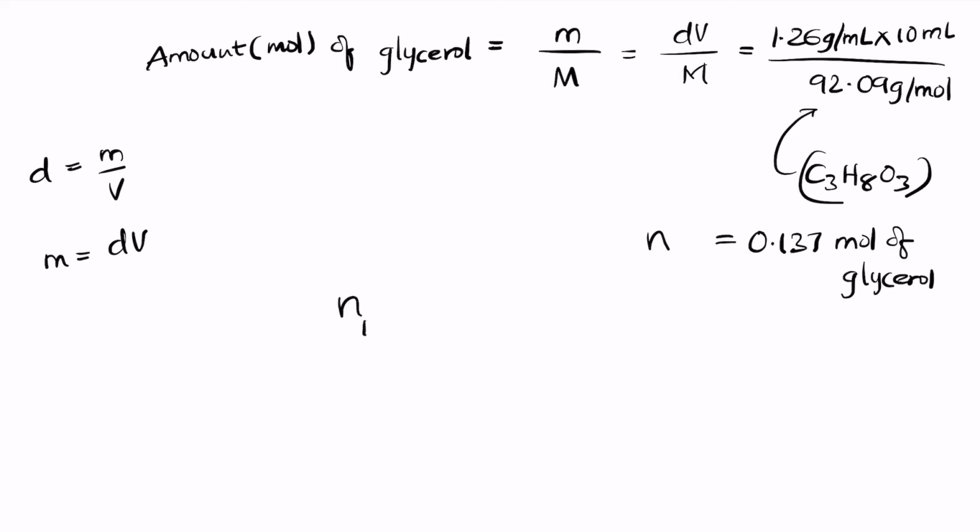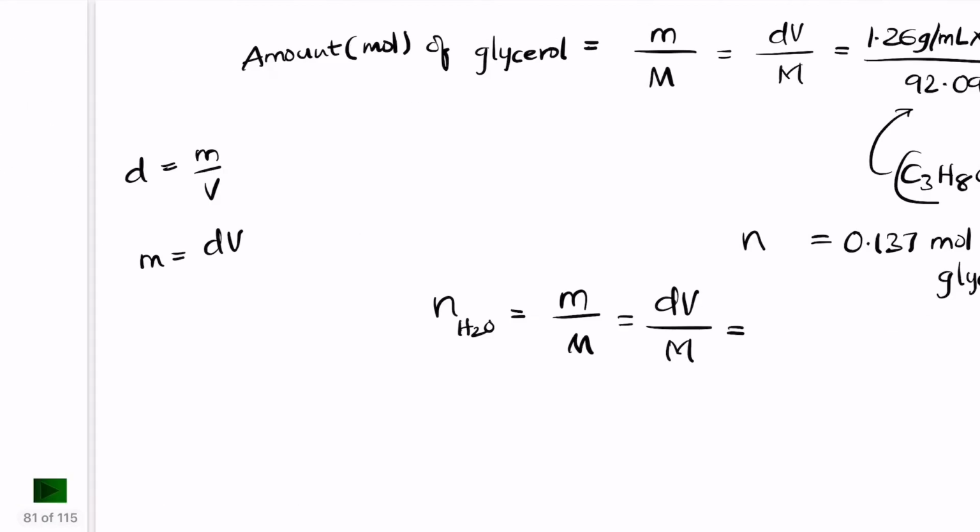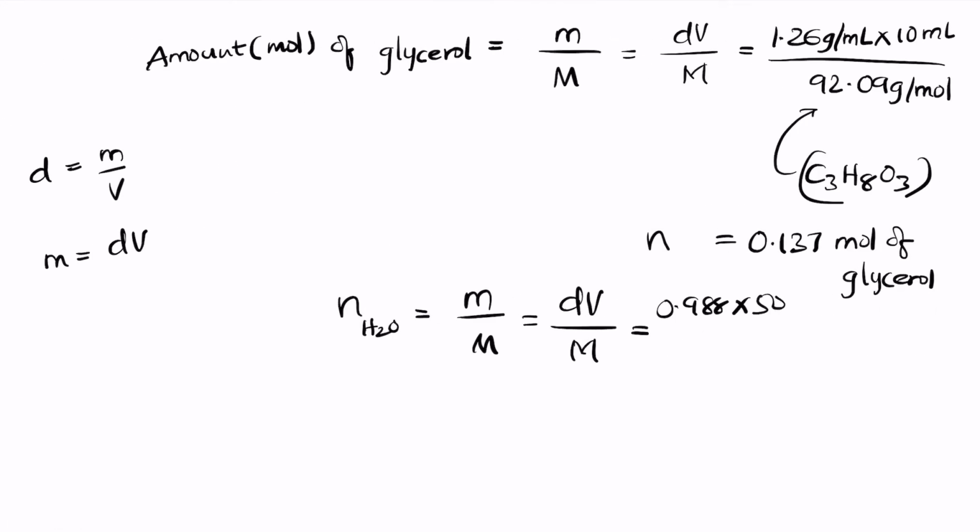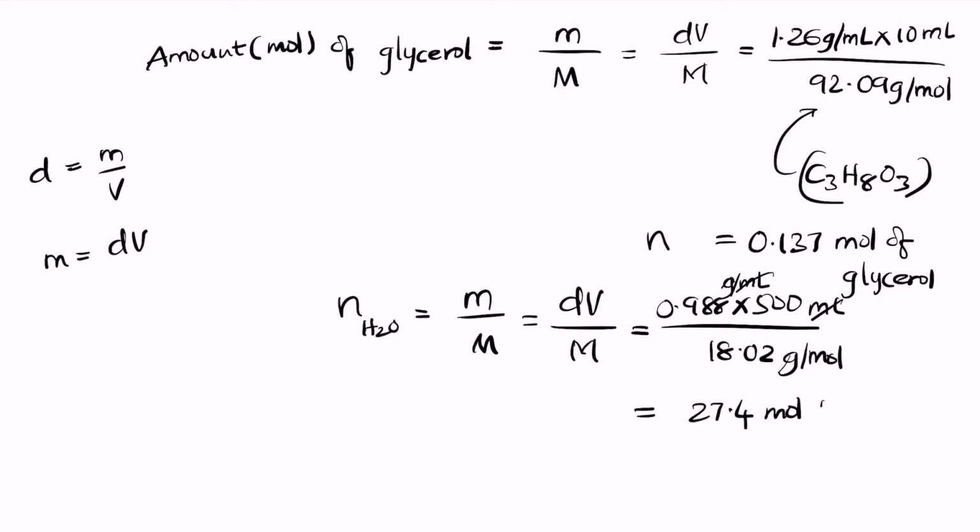Now we need to find the number of moles of H2O. Again, the number of moles of H2O is mass by molar mass. Mass we do not know, so density times volume by molar mass. The density of water is 0.988 times the volume, 500 ml, divided by the molar mass, 18.02 grams per mole. The ml cancels, the gram cancels, and we get the final answer in moles. That value becomes 27.4 moles of H2O.